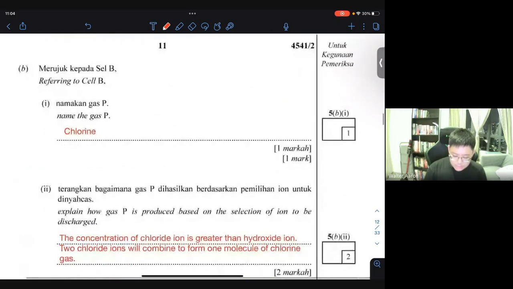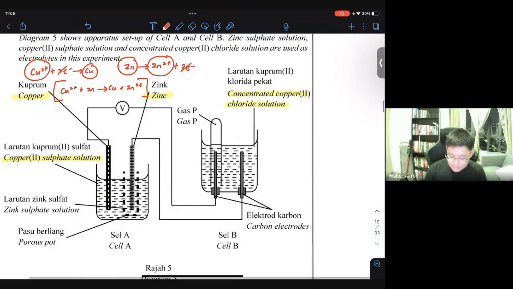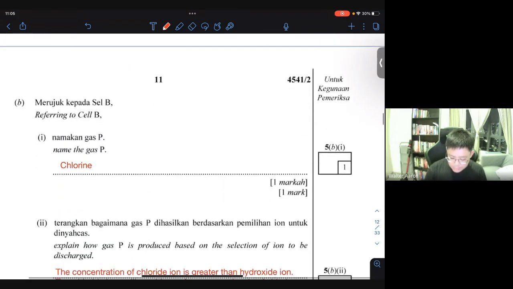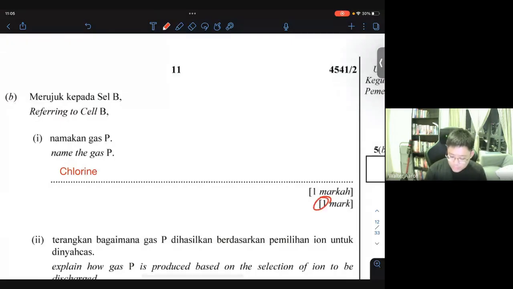Okay, next. Referring to cell B, which is technically the electrolytic cell, name the gas P that is being produced. In this picture, there's a gas P being produced. This is supposed to be the anode and this is the cathode. And if you notice over here, the gas P is supposed to be chlorine. The next question will ask you why.